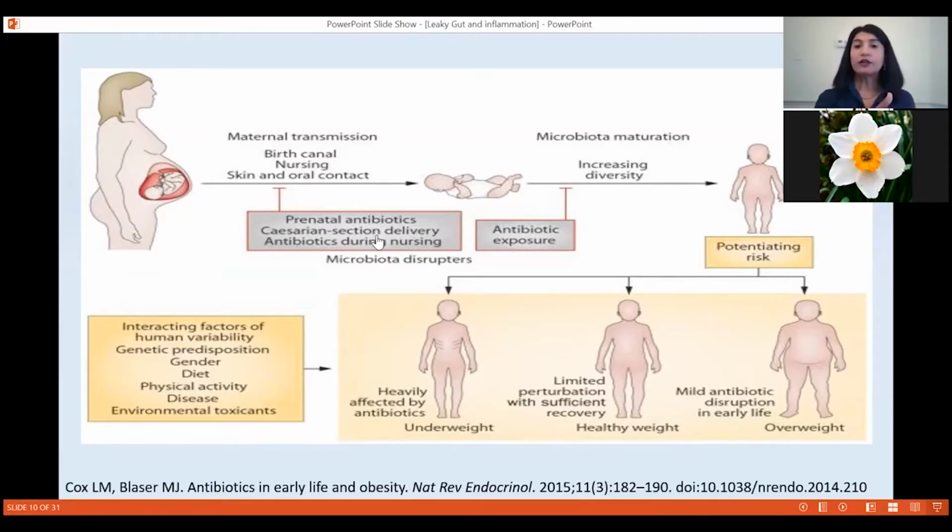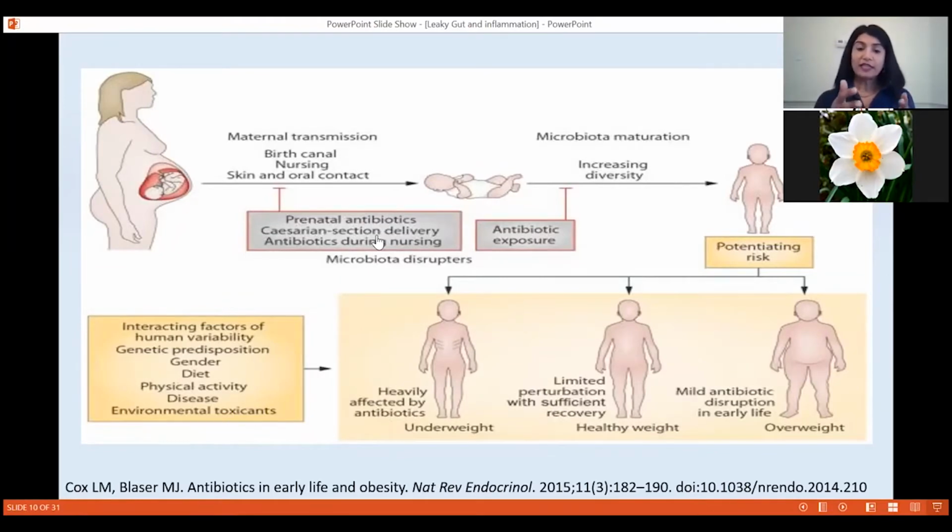Also, babies who undergo C-section and are not born normally, they are born in a sterile environment, which means that those babies never get the bacteria from the mother that they're supposed to get. So all of those factors will affect the type of bacteria and the amount of bacteria that the baby will get.